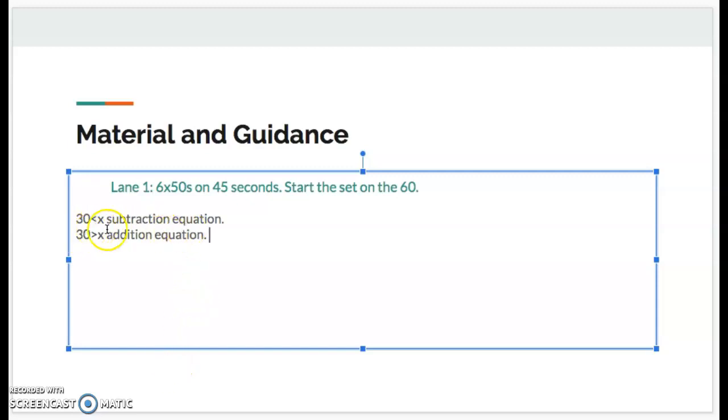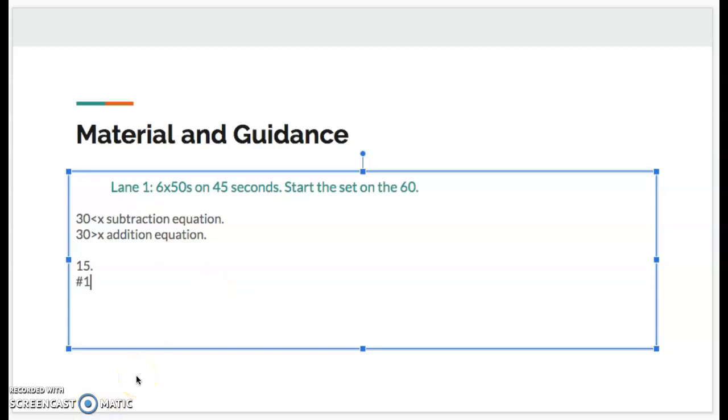30 is always going to be our reference point. So right now 45 seconds is our interval. That's 15 seconds higher than 30. Okay? So what we're going to do is we're going to subtract 45 from 60, and that gives us 15. And this is going to be our magic number for the equation today.